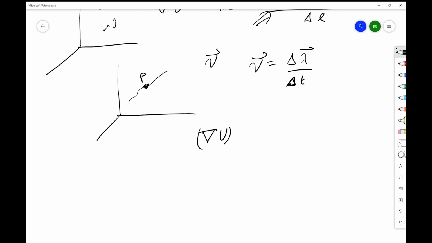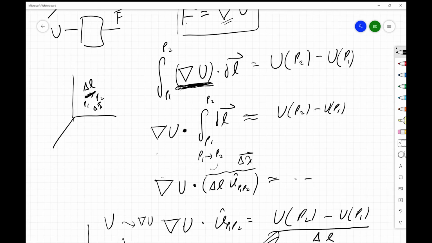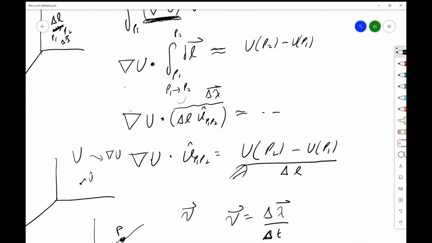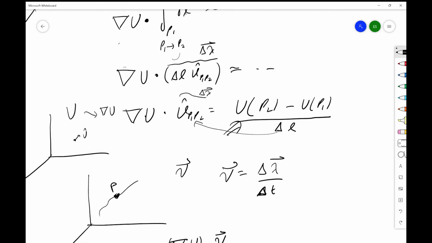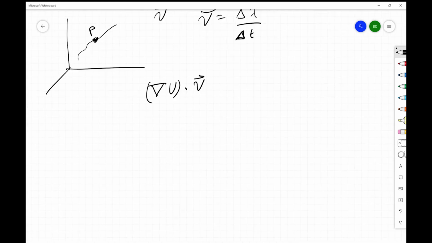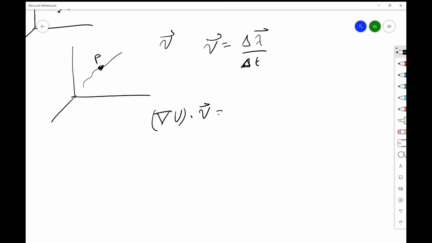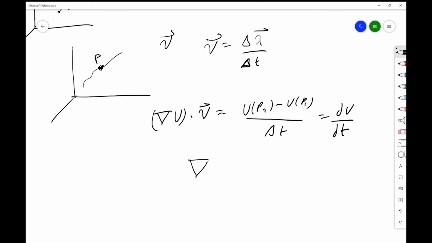So this is another way of formulating it. I take the delta L back here, and I have here delta lambda, right? But we said delta lambda is V dot delta T, so I can take delta T back, right? So this is going to be U P2 minus U P1 over delta T equals du by dt. So this is another interpretation of the gradient. If you have a field and you take its gradient, and then you dot it with the velocity at a point, this tells you the rate of change of that field at that point.